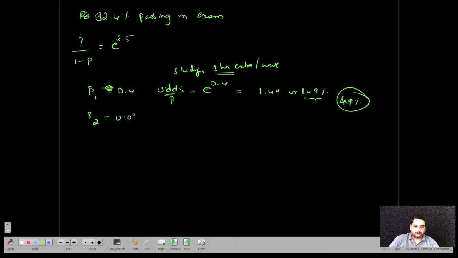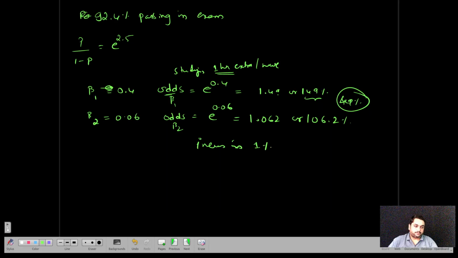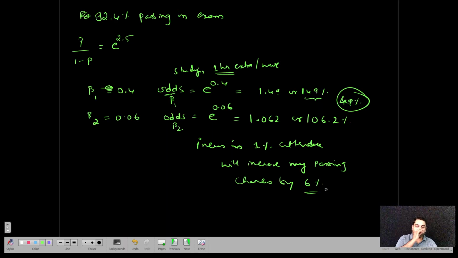Similarly, beta 2 is 0.06. So the odds ratio of this, I can write as e power 0.06, which I will get as 1.062, or you can write it as 106.2%. That means a 1% increase in attendance will increase my passing chances by 6%. That is the meaning of these odds. Why we calculate these odds, we'll see while solving many problems in the next video.